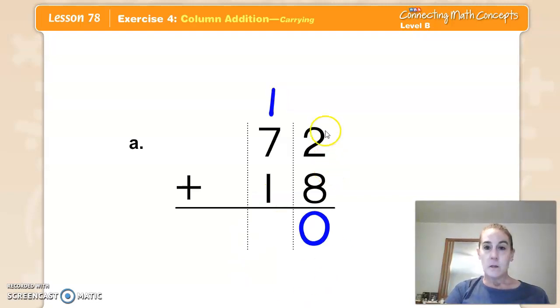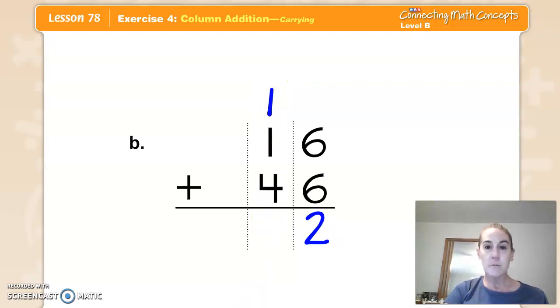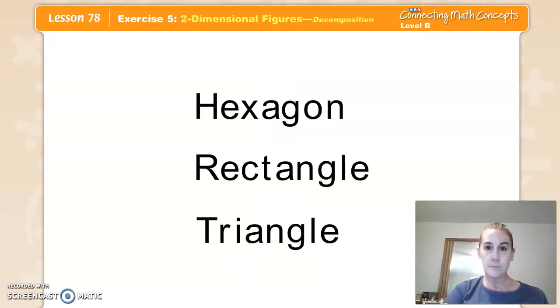Okay, this is what you're going to see on your worksheet. I'm going to do 2 plus 8 equals 10. The 0 stays in the ones place. The 1 gets bumped on over, and then we would add up the tens column. Okay, 6 plus 6 is 12. They left the 2 in the ones place, carried the 1, and then you would add the tens column.